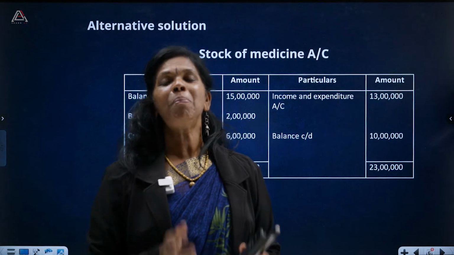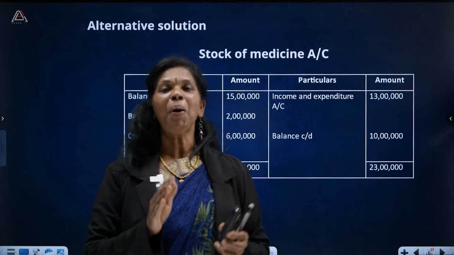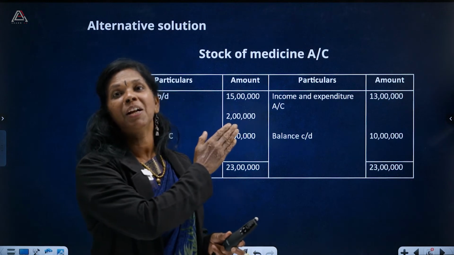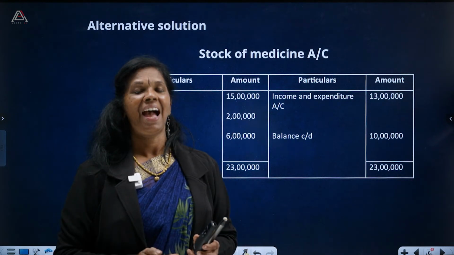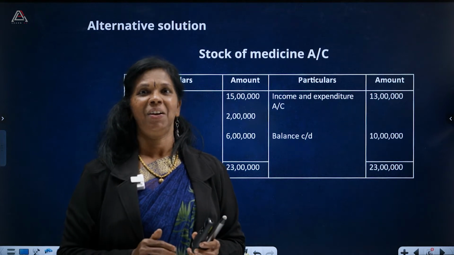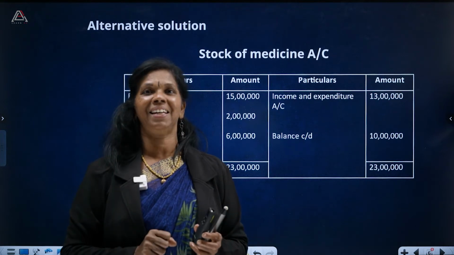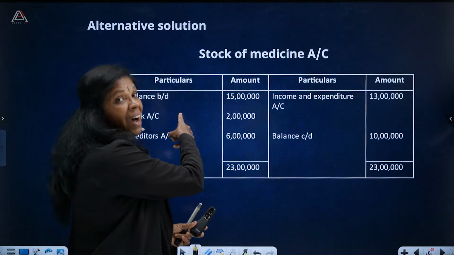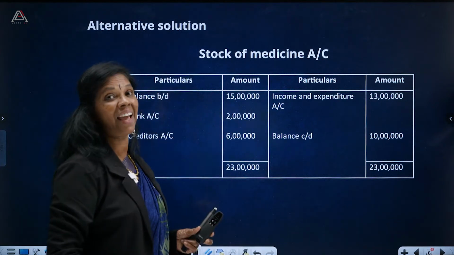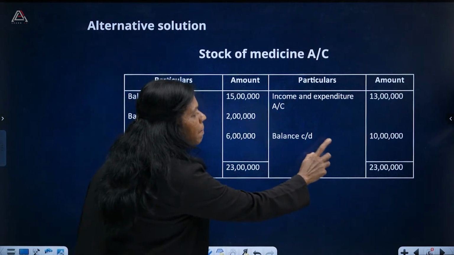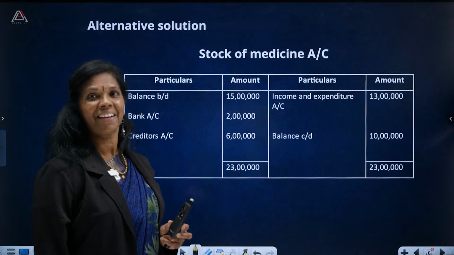Then in the stock of medicine account, as you know, for all assets the opening stock we have to enter on the debit side, and the closing balance we have to enter on the credit side. All assets we have to record like that. Do you remember? So opening stock, how will it be recorded? By balance b/d, 15 lakh. We already found that. Then by balance c/d, 10 lakh.